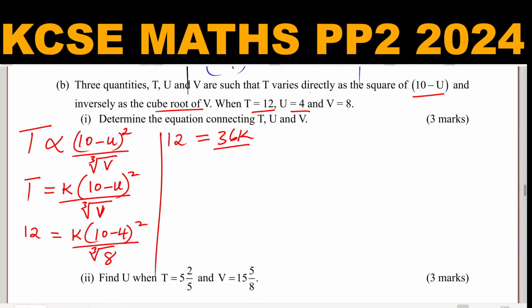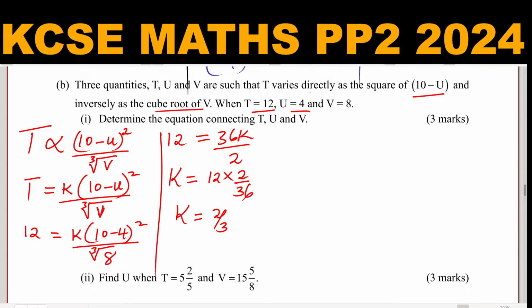And then the cube root of 8 is 2. So make K the subject. K will be given by 12 times 2 divided by 36. And this one will give K as 2/3. So that is the constant, 2/3.